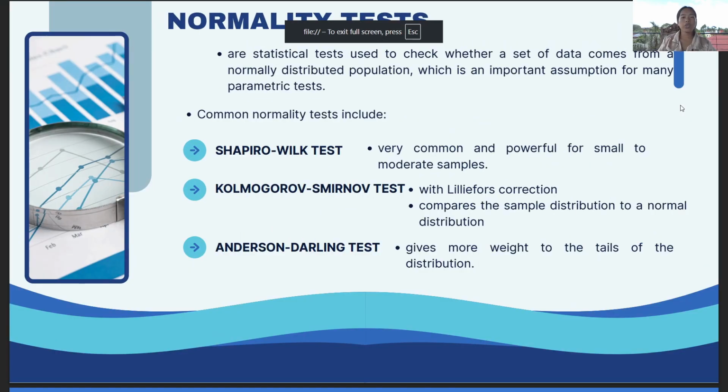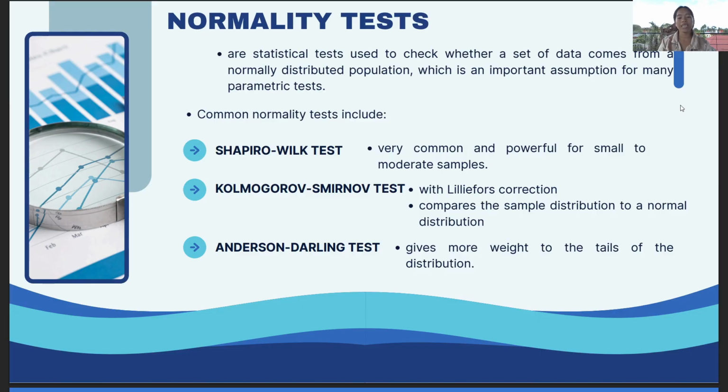So now let's go down to normality test. Normality tests are statistical tests used to check whether a set of data comes from a normally distributed population, which is an important assumption for many parametric tests. So here are the common normality tests. We have the Shapiro-Wilk test, we have the Kolmogorov-Smirnov test, and we have the Anderson-Darling test.